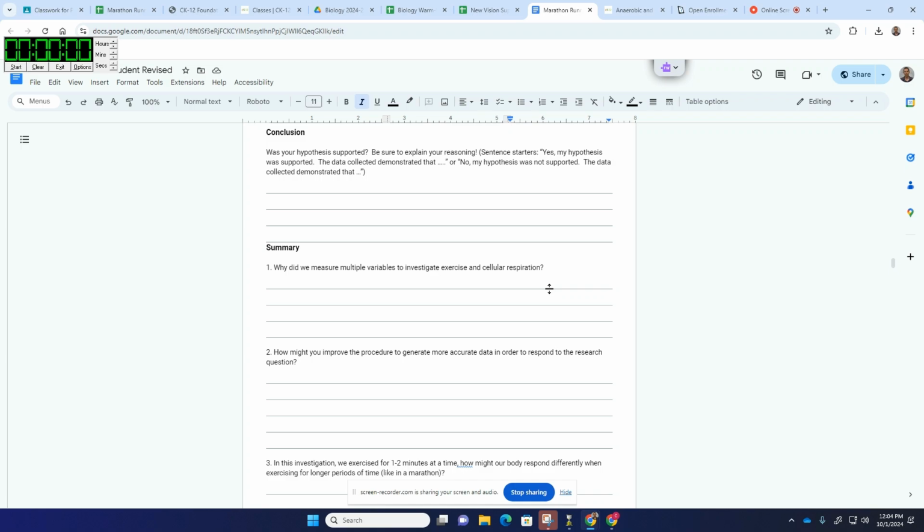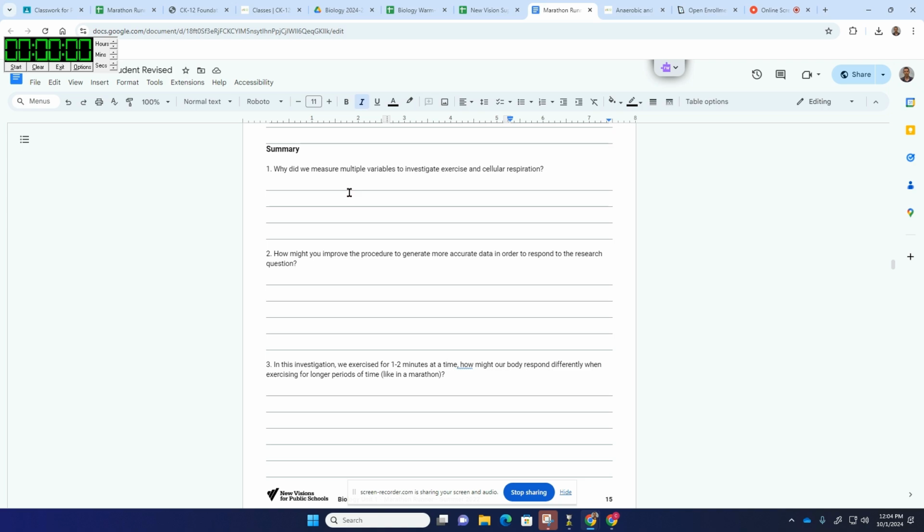So now we need to go into our conclusion. So it says, was your hypothesis supported? So you'll have to go back to your hypothesis, which is in the previous pages, maybe page 5 or 6 or something. Read your hypothesis and then basically say, yeah, my hypothesis was right. No, it was wrong. Give one reason why. And then it's summary time.